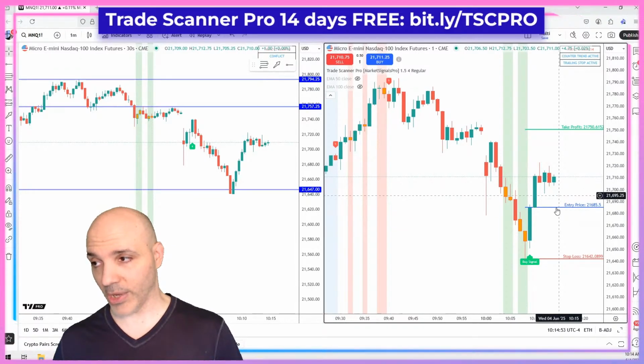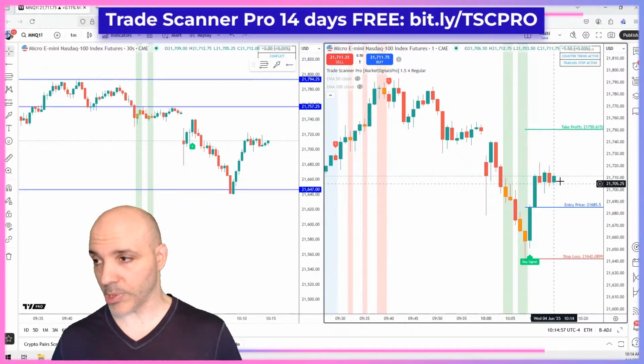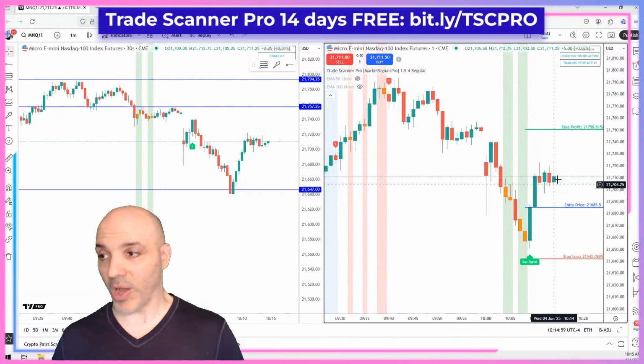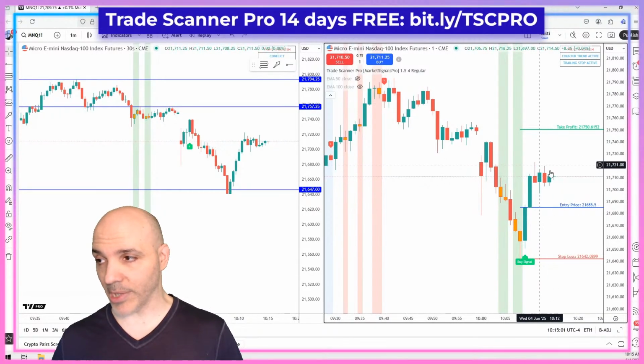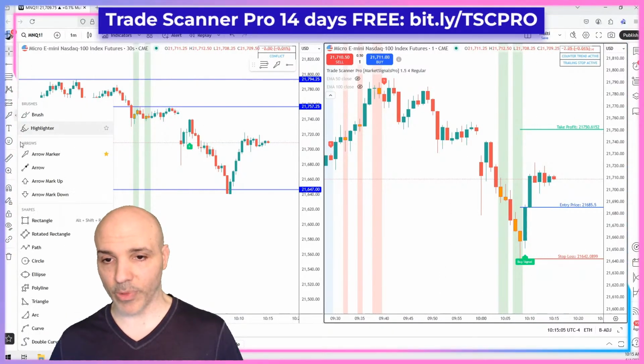So let's see if we get that reentry. I want to see a retest of the blue line. If we stay up in this little consolidation over here, it's not a bad idea to take that as a long if you break out of this little consolidation. I mean, that would be a possibility.